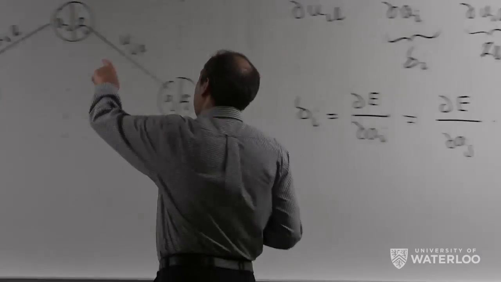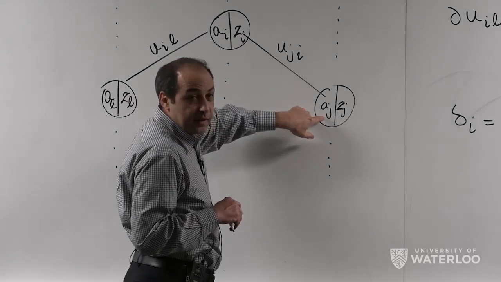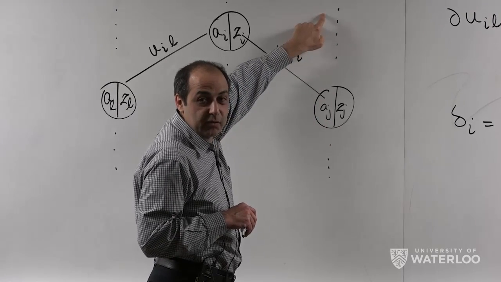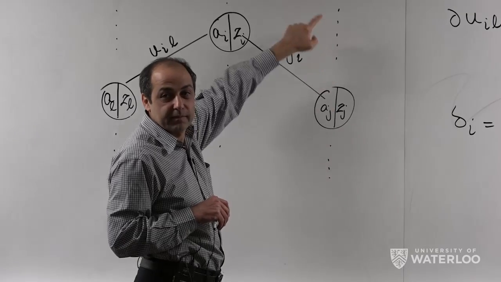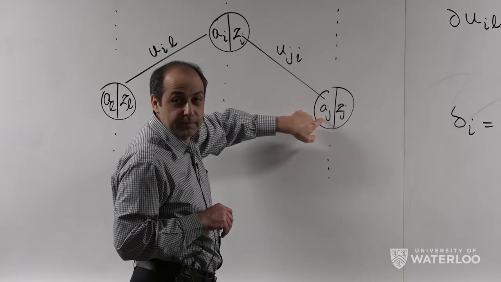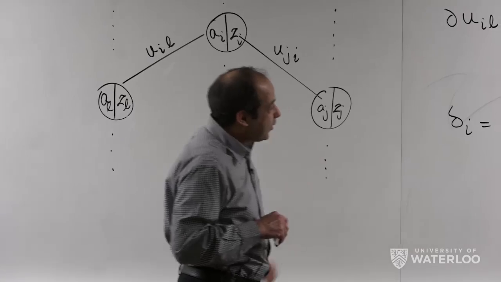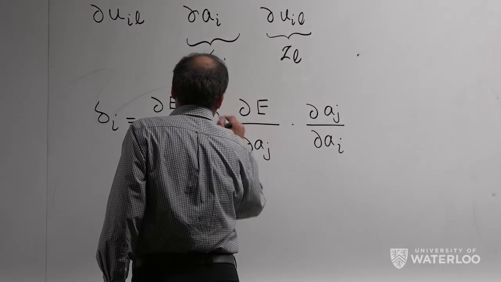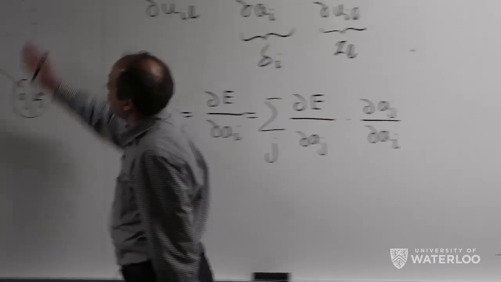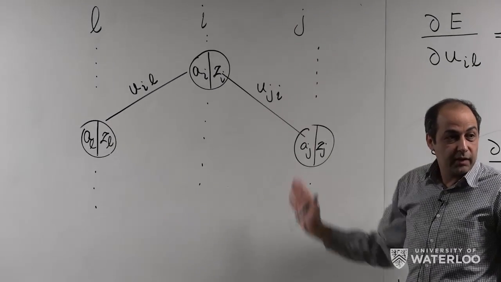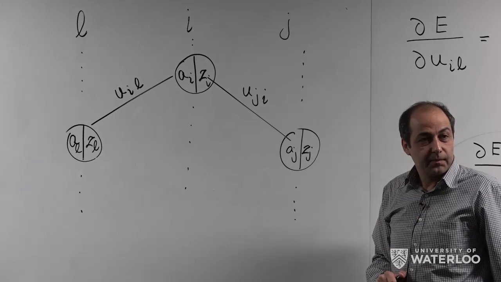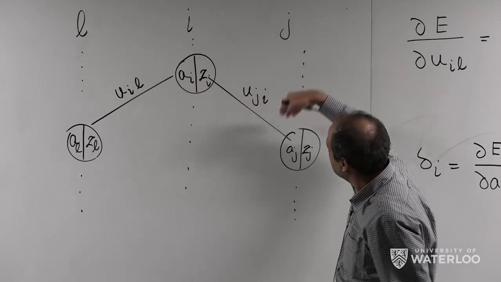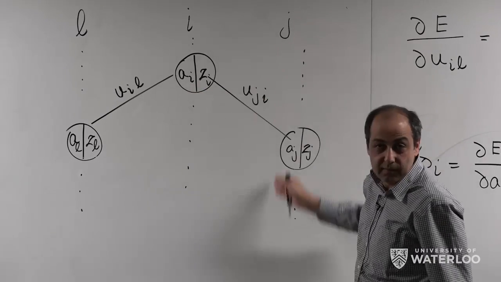If I'm perturbing AI, I'm changing this AJ, I'm changing this one, I'm changing this one, I'm changing all of them, not only one of them, right? So basically, I need a summation here. That's summation over all values of the layer J, because perturbing AI will change all of these values, all of AJs.